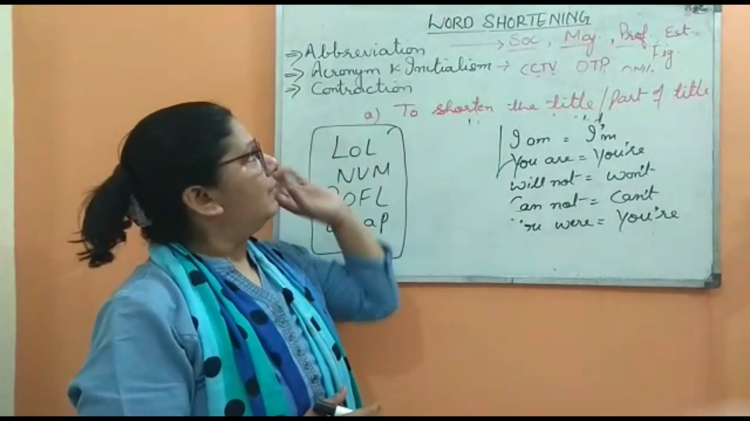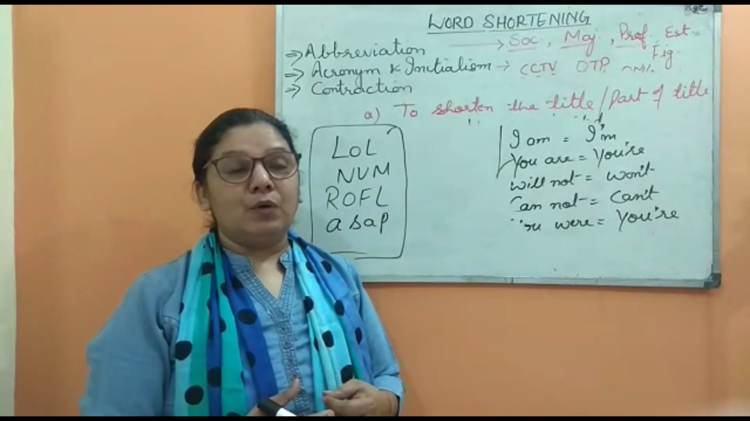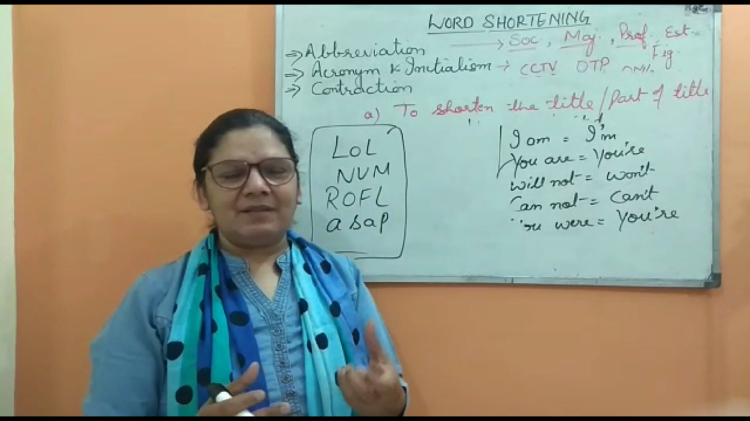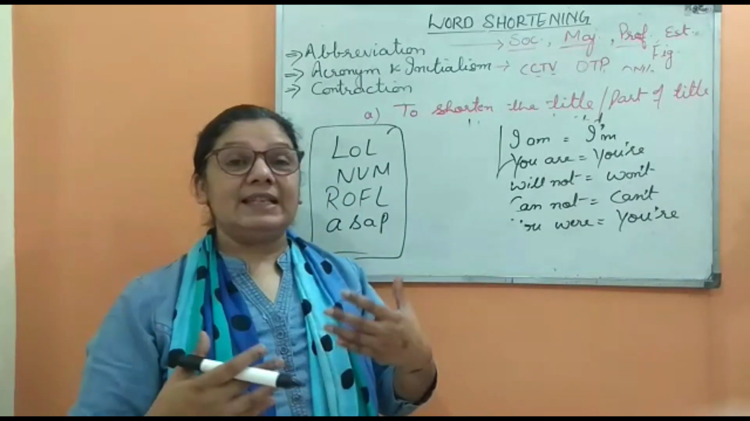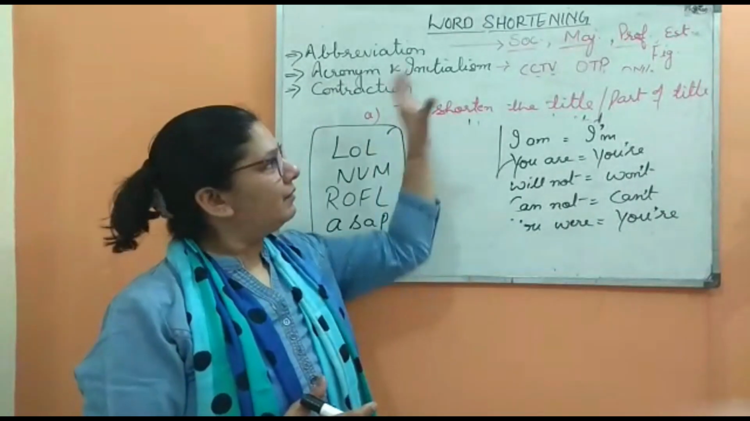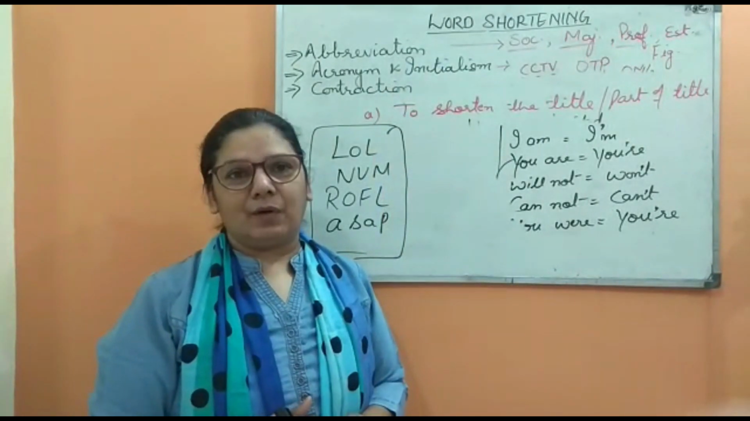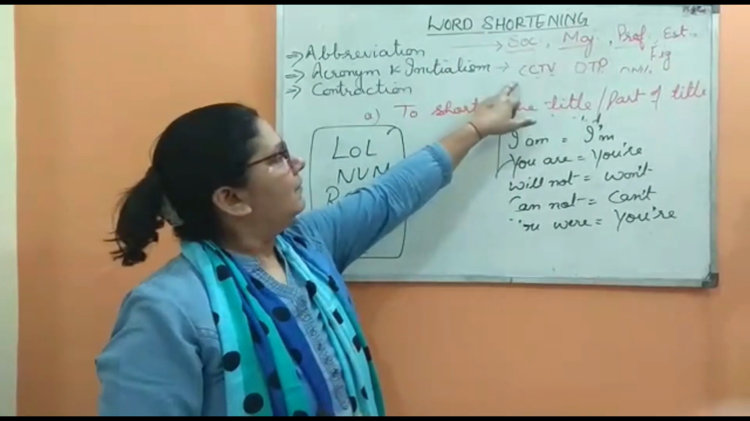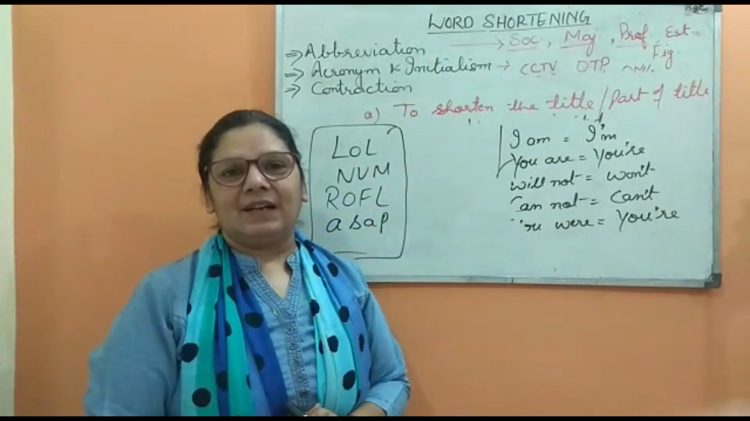This was how we shorten words to save our time and to be more intelligent, more accurate, more specific, more instant. Giving instant reactions, giving instant responses needs fewer words. And some of the words in their contracted form, in their shortened form, have become words themselves, like CCTV, OTP, that we had taken already.